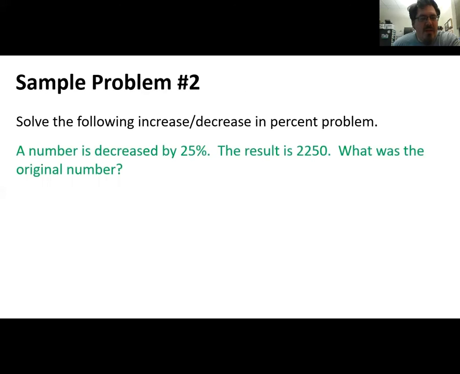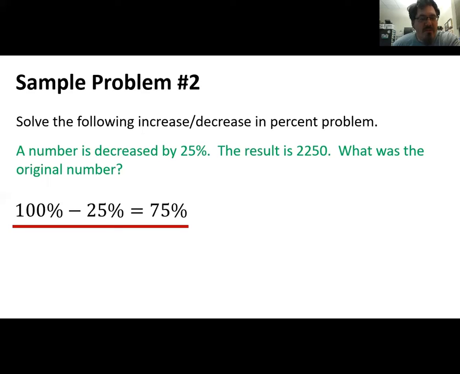All right, next example problem. This time, let's do a decrease. A number is decreased by 25%. The result is 2,250. What is the original number? Again, we have to think about what's happening. We are starting with 100%. The original number is represented by 100%. We're going to decrease by 25, so we're going to start by subtracting from the 100%. So the percent we're actually going to use in our problem is 75%.